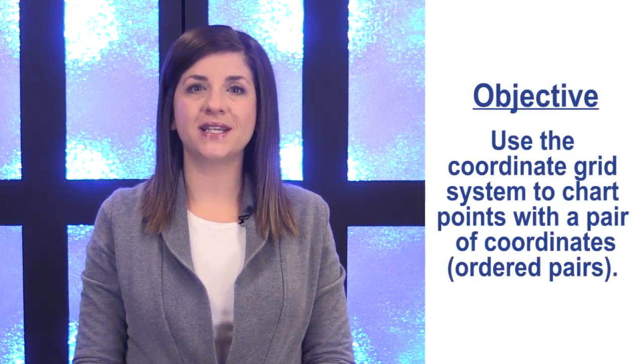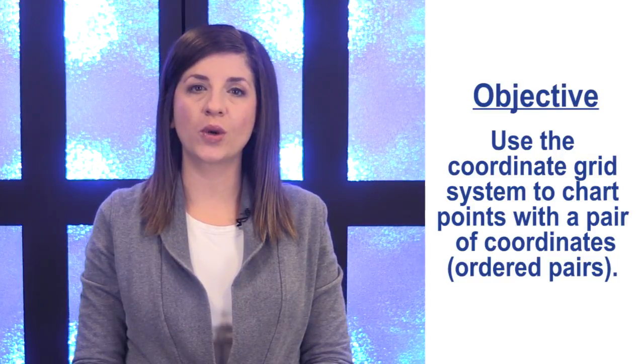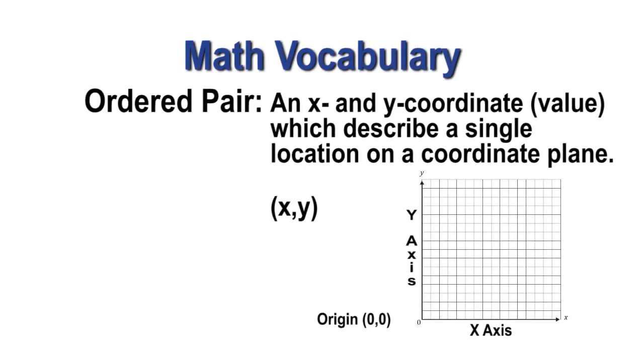The objective of this lesson is to use the coordinate grid system to chart points with a pair of coordinates or ordered pairs. An ordered pair written as (x, y) is composed of an x-coordinate, which indicates how far from the origin to travel along the x-axis, and a y-coordinate, which indicates how far from the origin to travel along the y-axis.